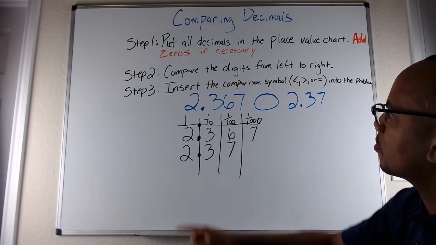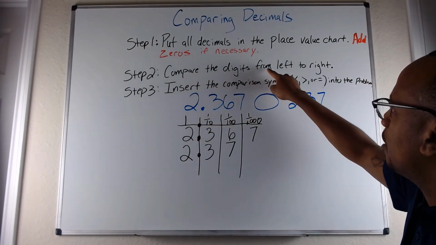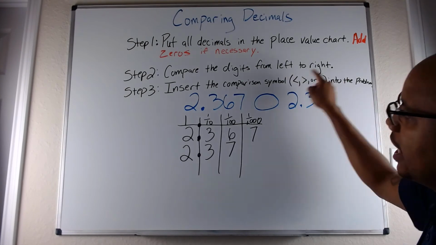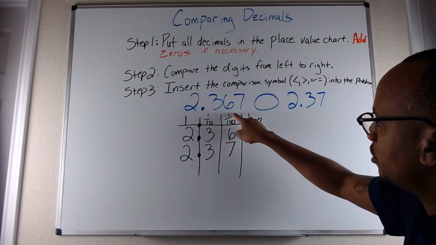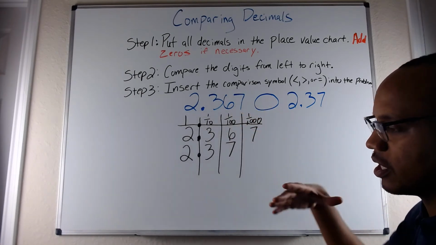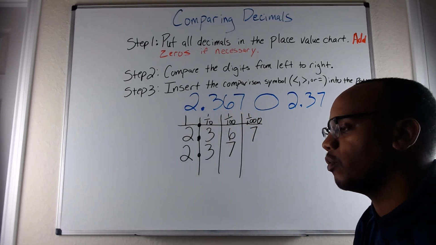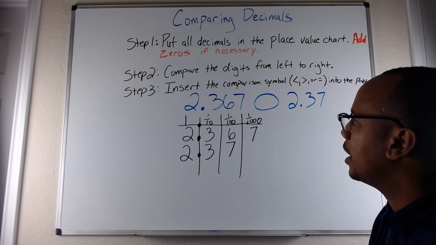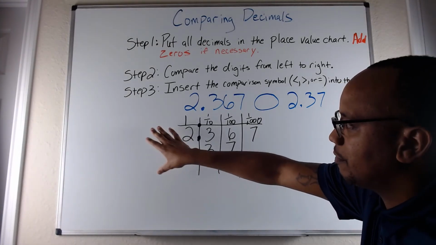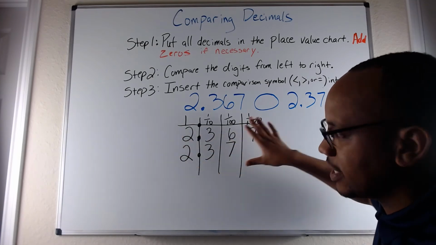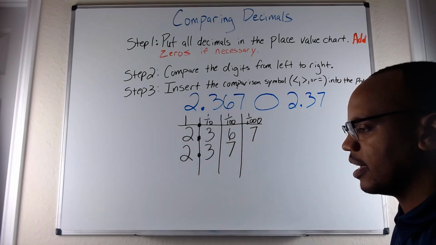Step 2, I'm going to compare the digits from left to right. Again, my ones place is bigger than the tenths. Tenths is bigger than the hundredths. Hundredths is bigger than the thousandths when it comes to place value, how much it's worth. Right? So I'm going to start at the biggest place value that I have, because if the number over here is different, it doesn't matter what's happening on the other side.